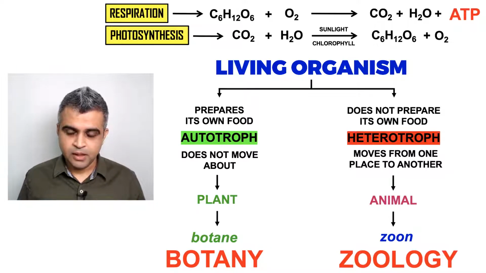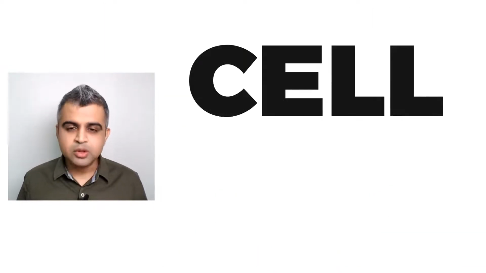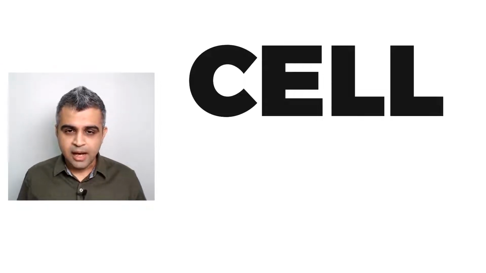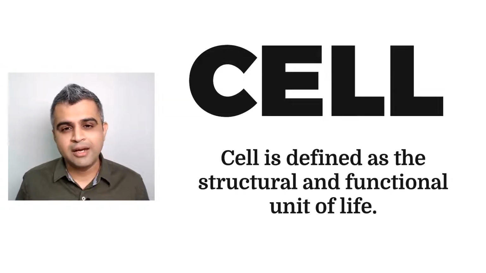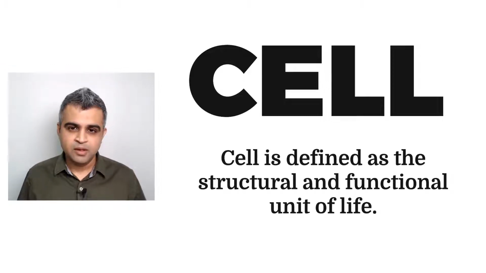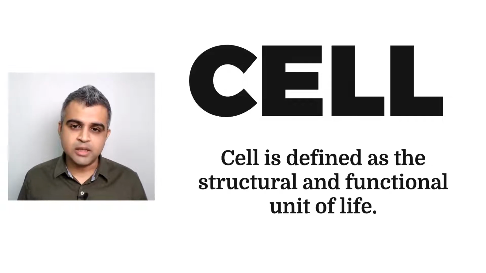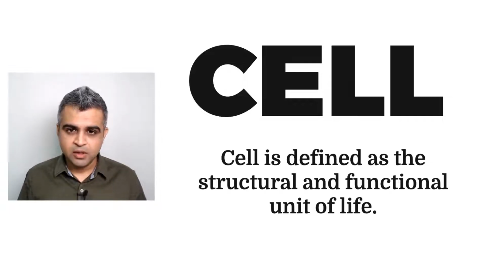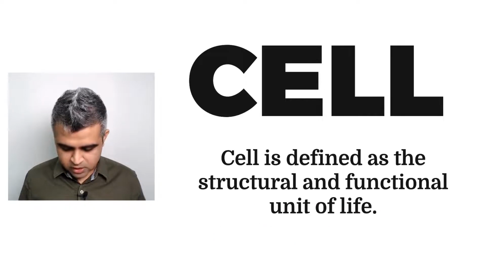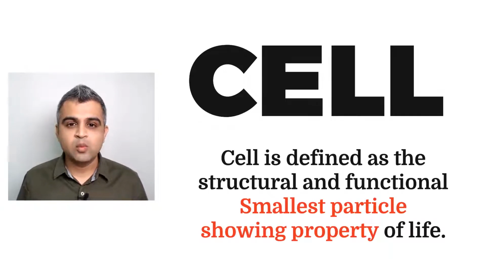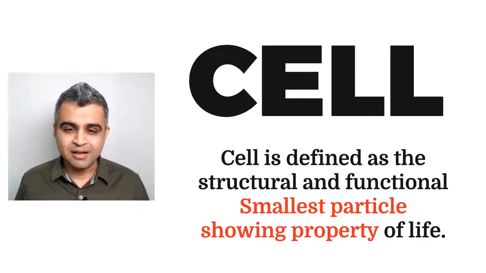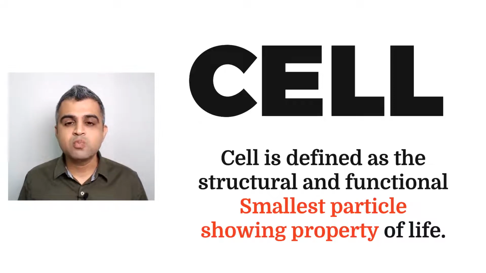Next, we went on to have a detailed discussion about cell, and we saw that cell is the structural and functional unit of life. I explained to you that cell can simply be called the unit of life, and we saw that unit has three meanings. The third one is going to be the one which fits in our definition, and that meaning was the smallest particle showing property. And that is how we came to the definition of a cell. Cell is the structural and functional smallest particle showing property of life.